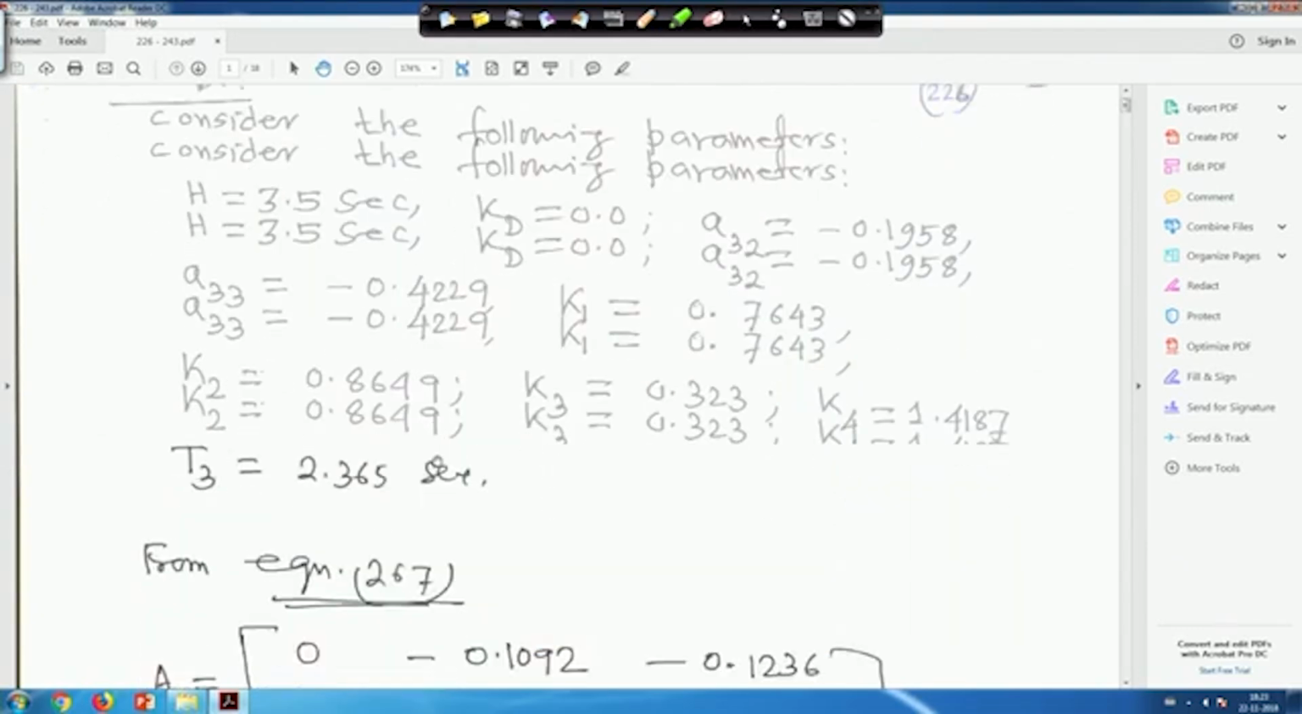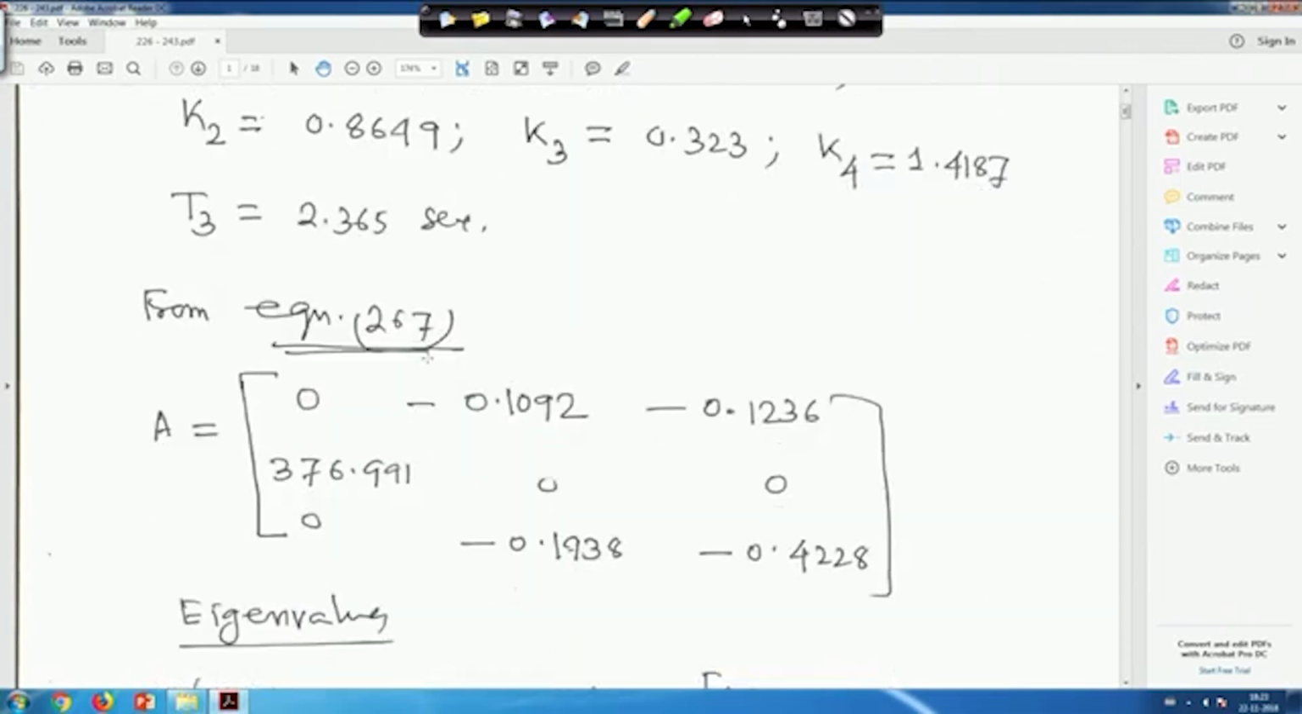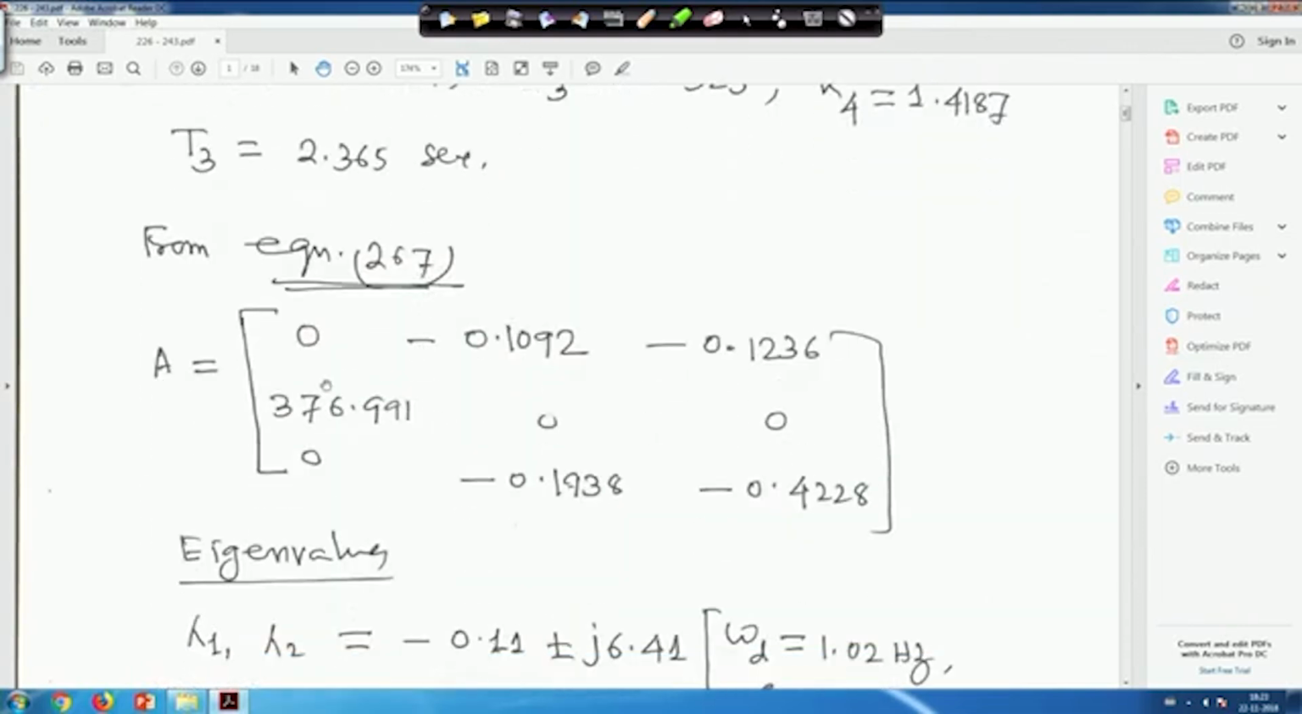With all these parameters, please go back to equation 267 and form the A matrix, right. So A will be 0, minus 0.1092, minus 0.1236. This is for 60 hertz frequency, so 376.991, then 0, 0, and here 0, minus 0.1938 and minus 0.4228, right.